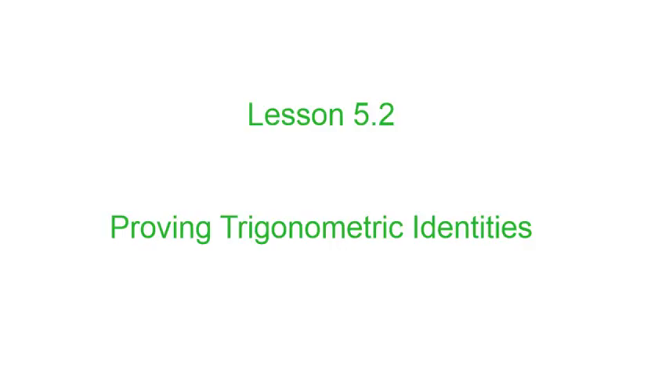Lesson 5.2, Proving Trig Identities. Remember, an identity is simply an equation that holds true for all x values in the domain. We're going to be using identities from Lesson 5.1. The basic strategy for these proofs is to start with the more difficult side of the equation and simplify until we get to the other side.